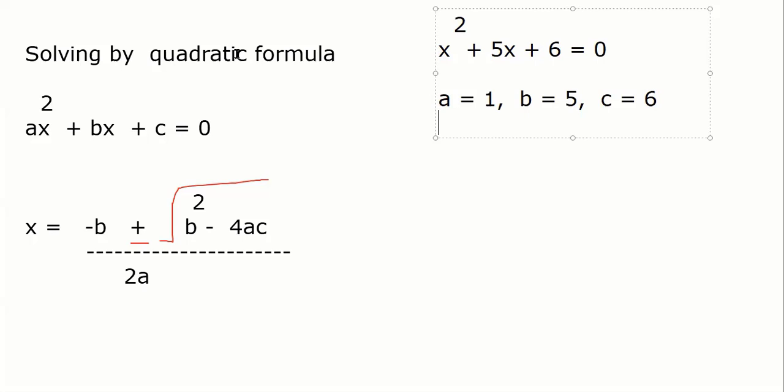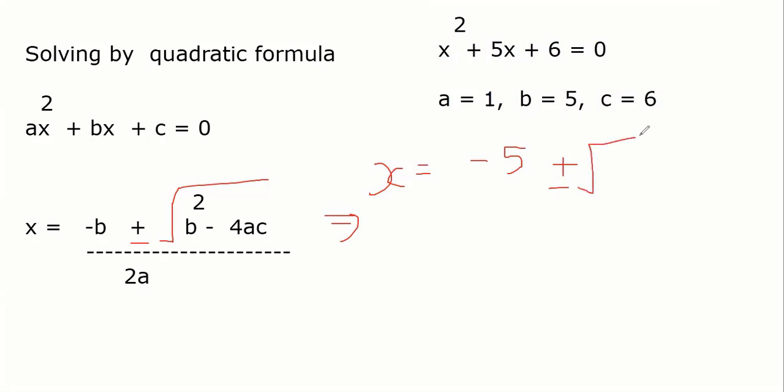Now, if you have to solve this equation, just use this quadratic formula. X equal to minus b, b is 5, plus minus, b square means 5 square, 25, minus 4 into a into c, 4 into 1 into 6, 24, by 2 into a, 2 into 1, 2.